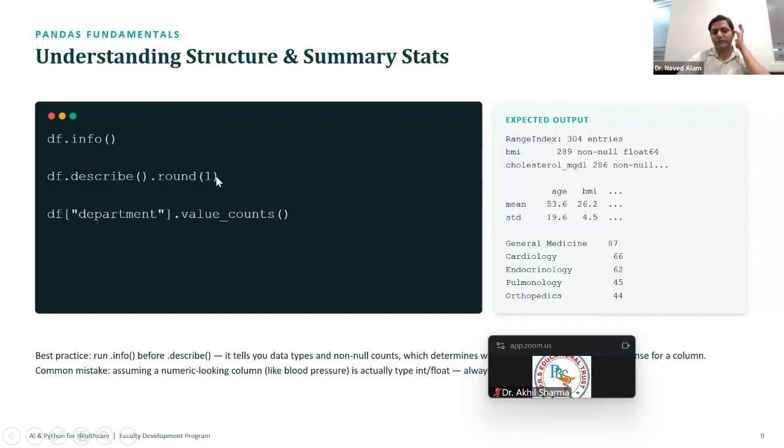df.describe.round. If I'm not writing dot round, and I'm writing only df.describe, that will give me the statistical information about the data set. Using this simple function, dot describe, we can get the statistical information about the data set. We can get the mean value of all the columns, the standard deviation, the minimum value, and the maximum value. We can also get the interquartile range values, like 25%, 50%, 75%, Q1, Q2, Q3.